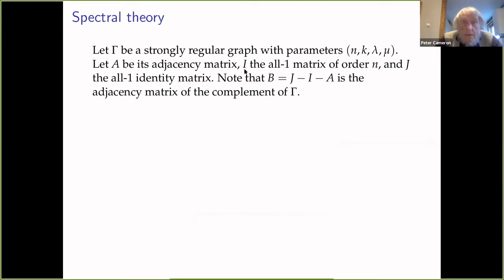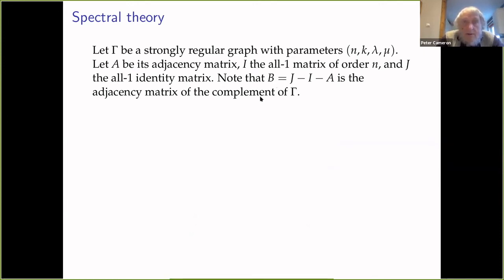Let I be the... Gosh, I've got these the wrong way around. I'm sorry. J is the all-one matrix, and I is the identity matrix. I'm sorry about that glitch. I is the identity, J is the all-one matrix.